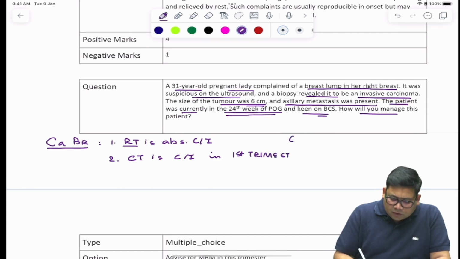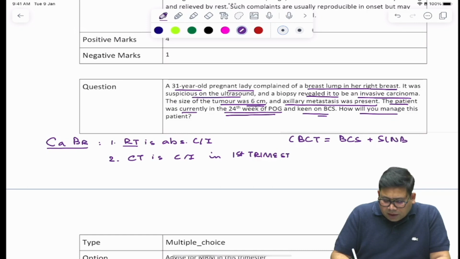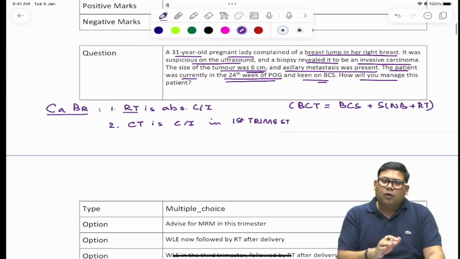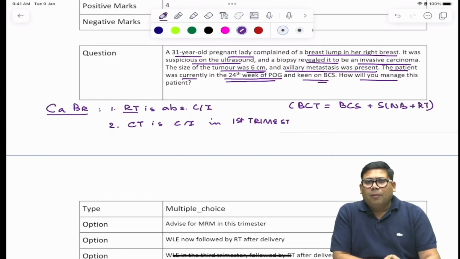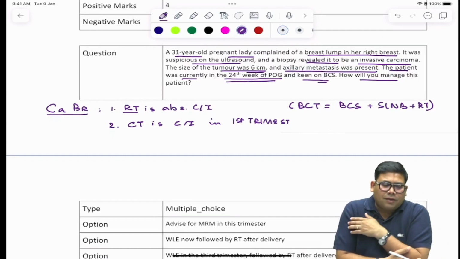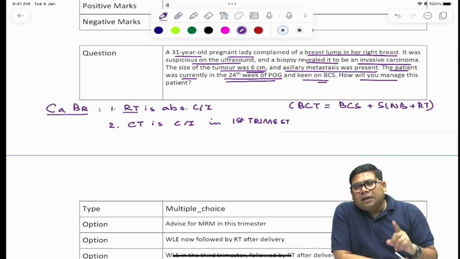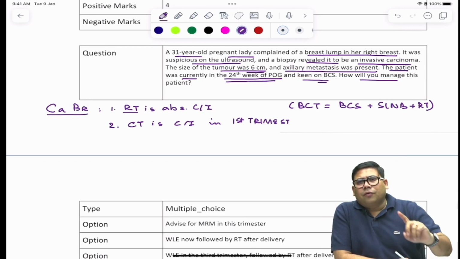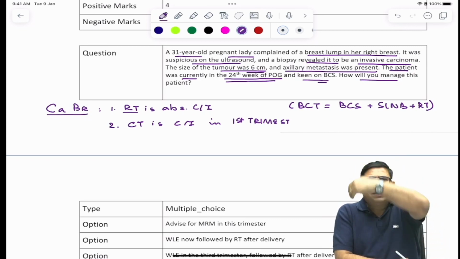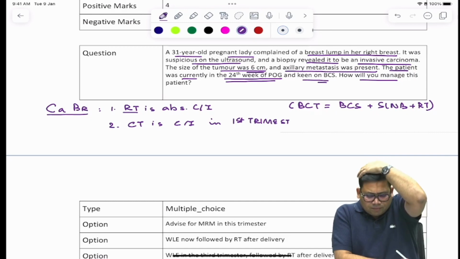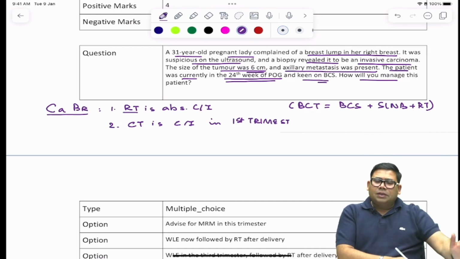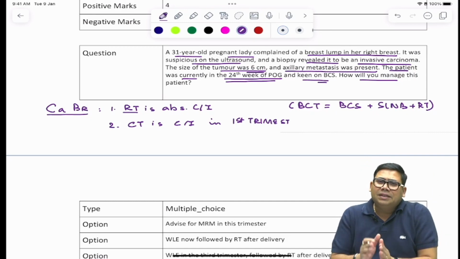Since radiotherapy is contraindicated, BCT is also contraindicated. Why? Because BCT is equal to BCS plus sentinel lymph node biopsy plus radiotherapy. If you cannot give radiotherapy, you cannot do the BCT also. Remember, when we do breast conservation surgery for non-invasive cancer, we call it BCS. But when we are planning a breast conservation surgery for invasive cancer, we call it BCT, and it is very simple. Try to understand. Now this is a female who wants a BCT to be done.